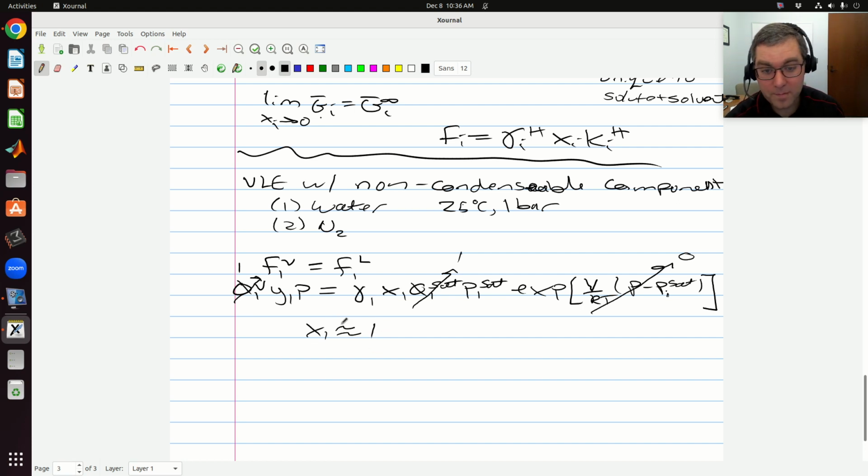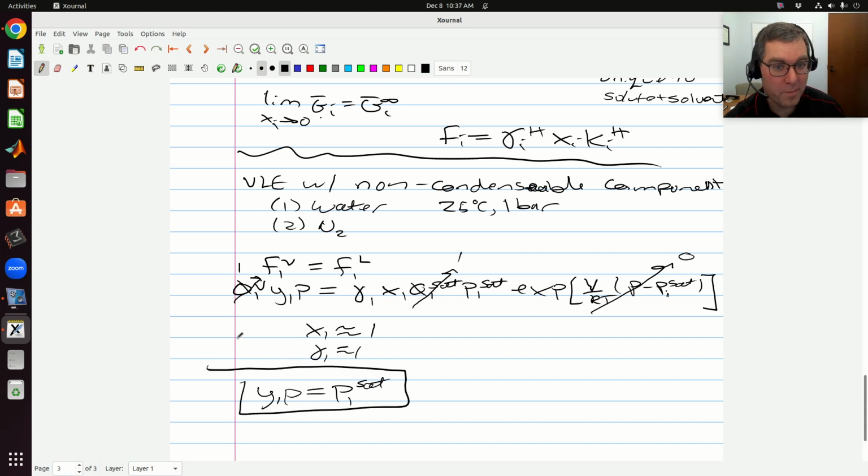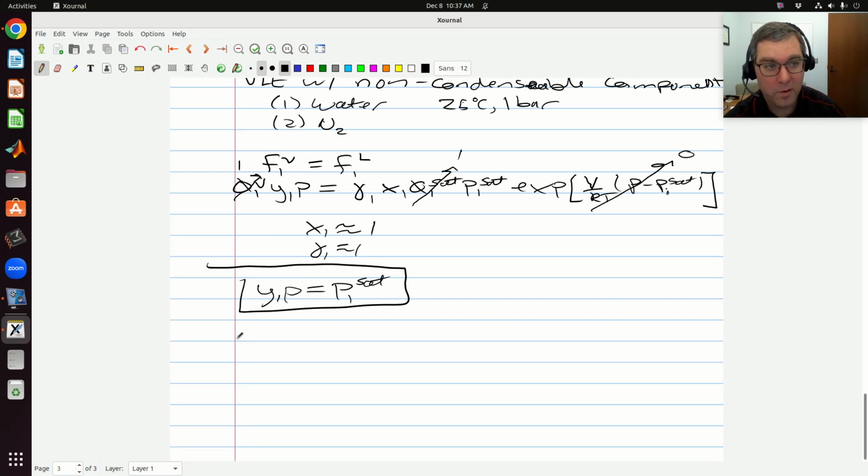And if x1 is approximately equal to 1, then it's reasonable to assume that gamma is close to 1, because in the limit that x1 goes to 1, gamma 1 goes to 1. So when we talked about relative humidity, our governing equation just became y1 p equals p1 sat. By writing my isofugacity equation and expanding, I got my relative humidity equation. Great.